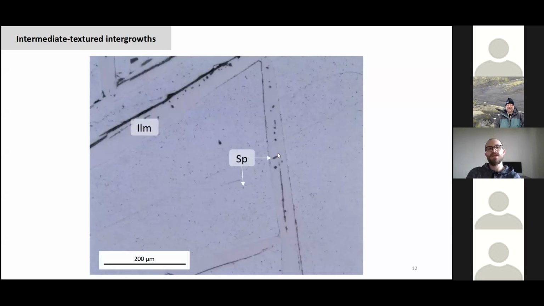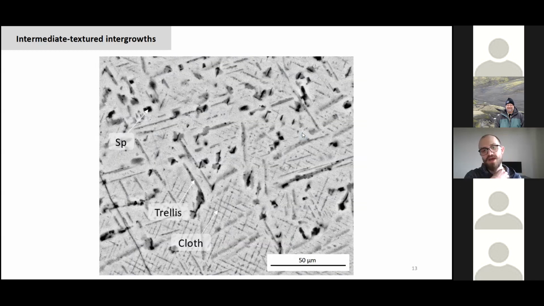Now we can also get a range of intermediate textured iron titanium oxides, which are coincidentally termed intermediate textured intergrowths. And they can contain these coarse ilmenite lamella and this spinel in black here, but otherwise appear relatively homogeneous. But just as we always do, zooming in, we can see that in all senses of the word, they are in fact intermediate, in the sense that they contain both trellis ilmenite as well as this cloth textured ulvöspinel intermediate to the ilmenite.